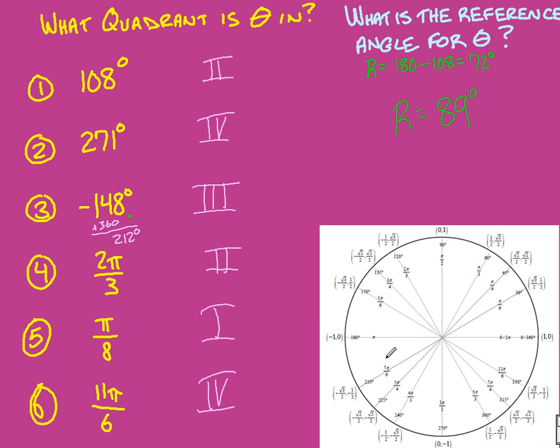And number 3, 212 degrees. In quadrant 3, that means I need to go backwards. How much do I need to take away to get to 180? It would be 32 degrees in this case.